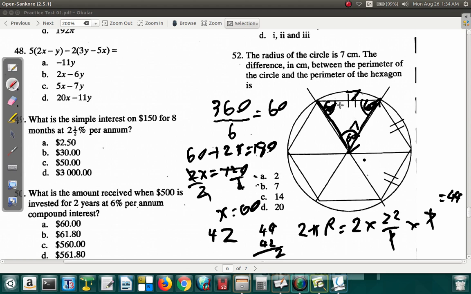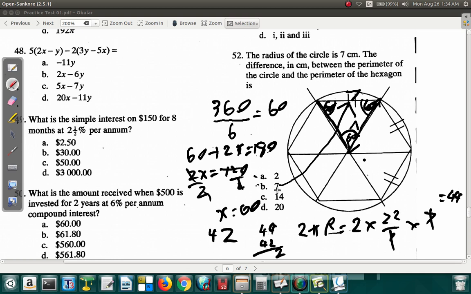Now, from earlier, if you calculate this as 7, this is saying that what you're calculating here, the unknown side, is 7. But that's not what they asked for. They asked for the difference in perimeter between the circle and hexagon. So likely it's not 7 that they're dealing with. 14 and 20 are way out. Here, the only answer would have been 2. So without coming right down to these calculations, the answer would have been 2.